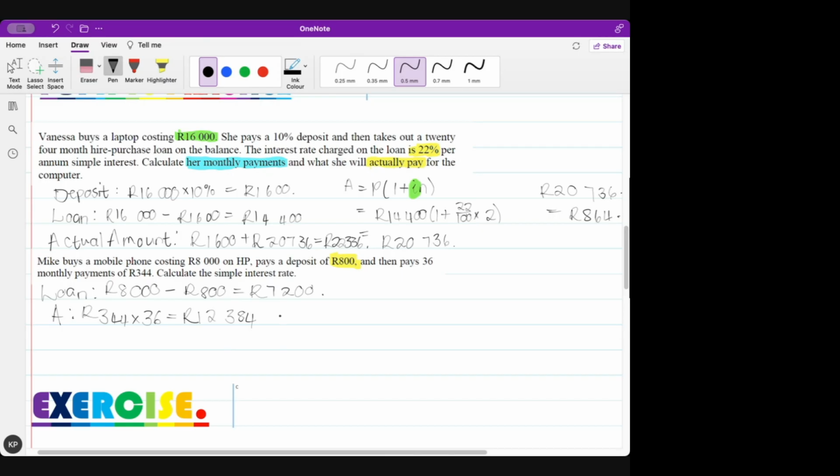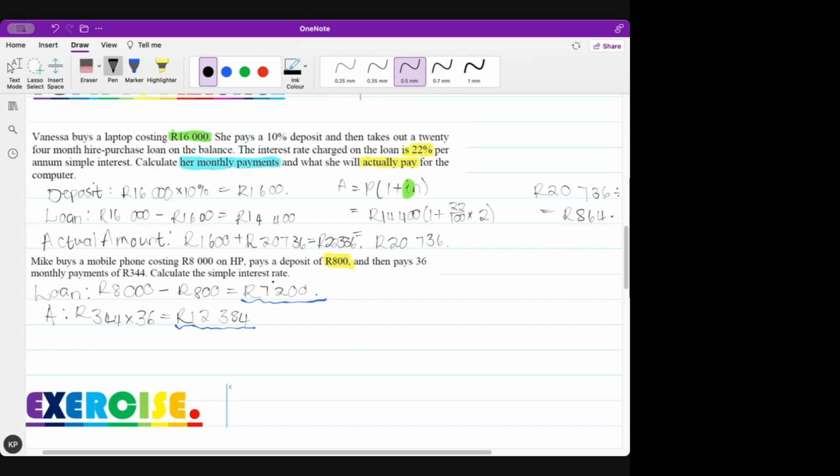Great. So now we have the accumulated amount. We have the loan amount. And we have the number of years, which is 3 years. 36 months is the equivalent of 3 years. So in your formula, you then plug in.